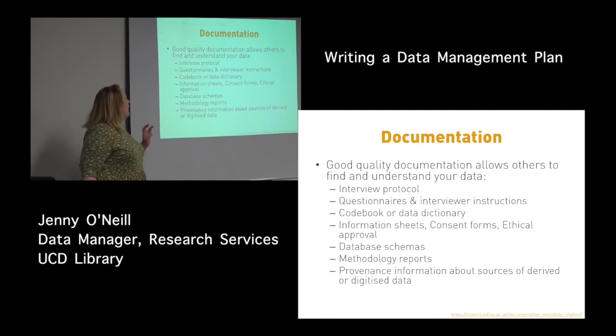So you could have code books or a data dictionary if you're working with statistical data, information sheets, consent forms, your ethical approval, blank consent forms obviously. If you're creating a database, you might want to include the database schema so that someone else can understand how the data are organized within the database. Any methodology reports or provenance information about where you have gotten your data from. So any of this can be considered documentation. And again, if you think of what you might need in order to be able to interpret your data or someone else might need, then that's a good starting point.